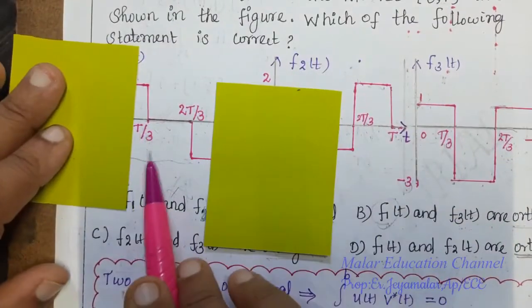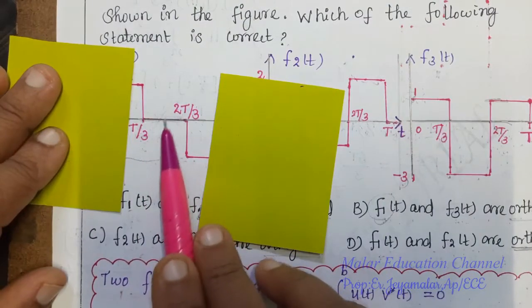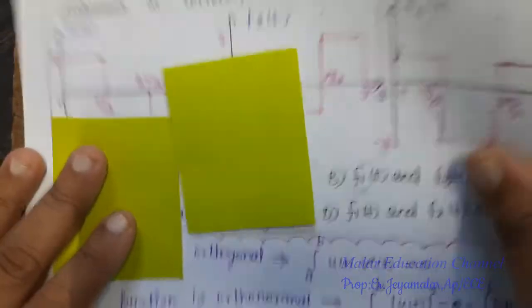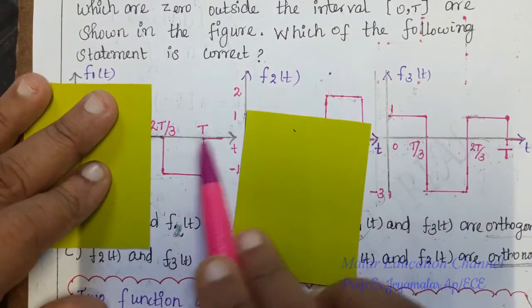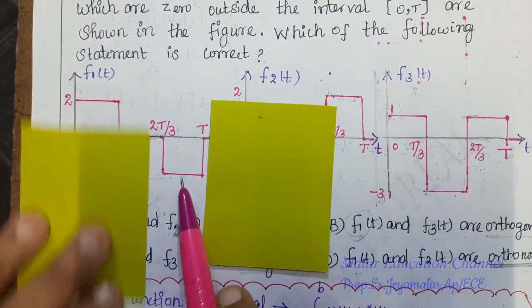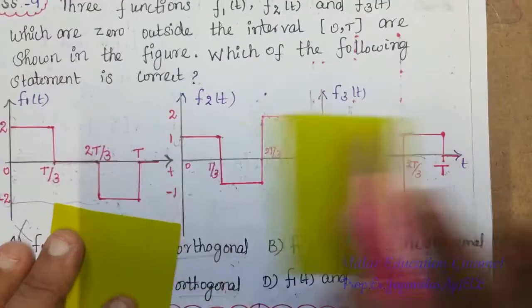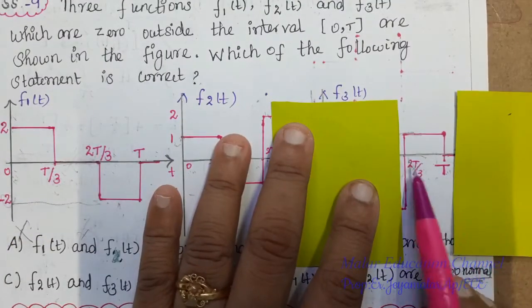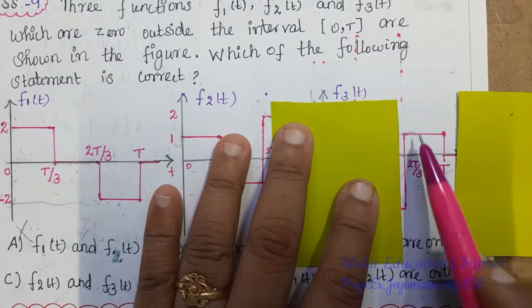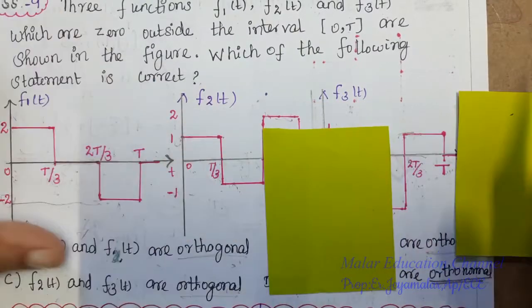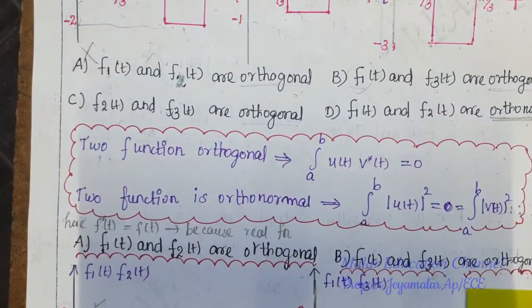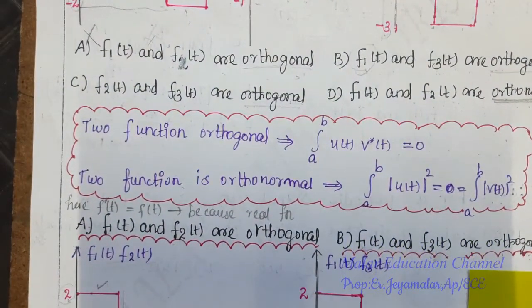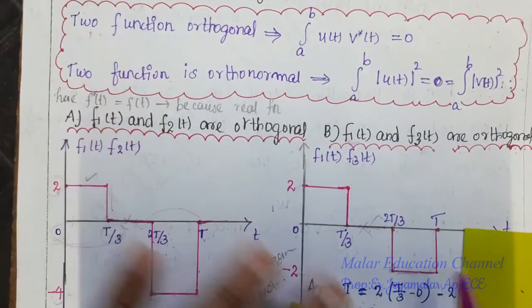Next, the range from t by 3 to 2t by 3, the amplitude is 0. So, 0 into anything is 0. So, no need to move to this f3 of t. Here, the amplitude is 0. Similarly, for the range from 2t by 3 to t, the amplitude is negative. Negative value is minus 2. So minus 2 into, here see the limit, the range from 2t by 3 to t, the amplitude is 1. So 2 into minus 1 is minus 2. Draw the diagram likewise. Here, 2t by 3 to t, the amplitude is minus 2.